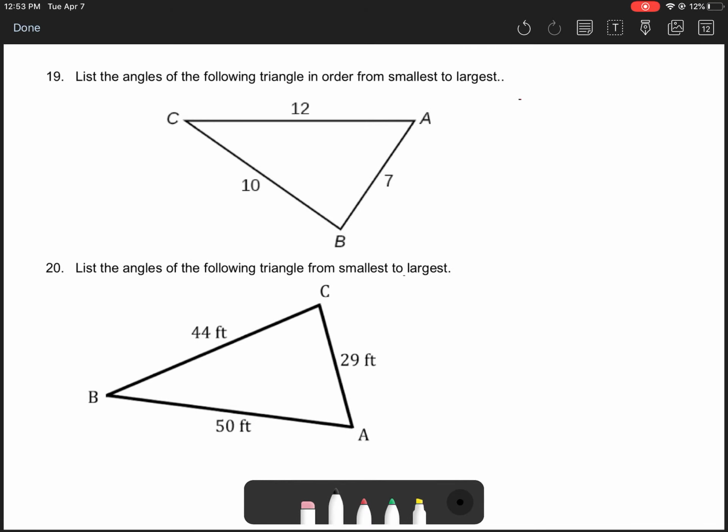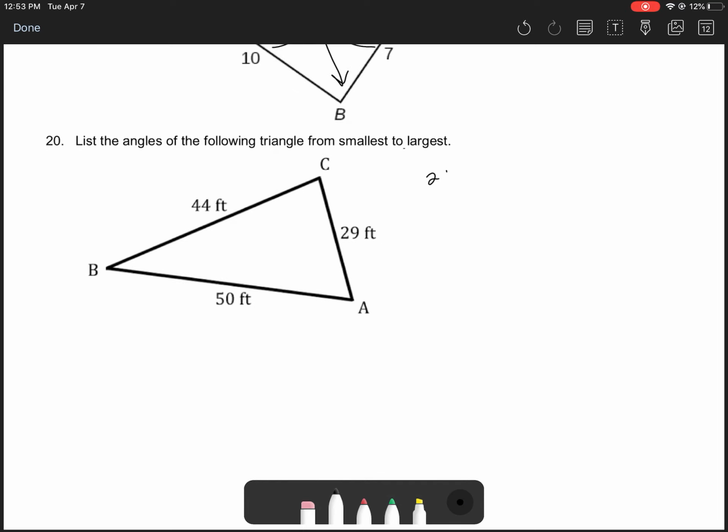So for 19, we're doing that opposite idea. We've taken the side lengths. We can order our side lengths from smallest to largest, and we're going to take the opposite angles, just like I mentioned in the previous. So angle C would be the smallest. 10 is the medium length side, so angle A would be next. And 12 is the largest side length, so angle B is going to be the largest angle.